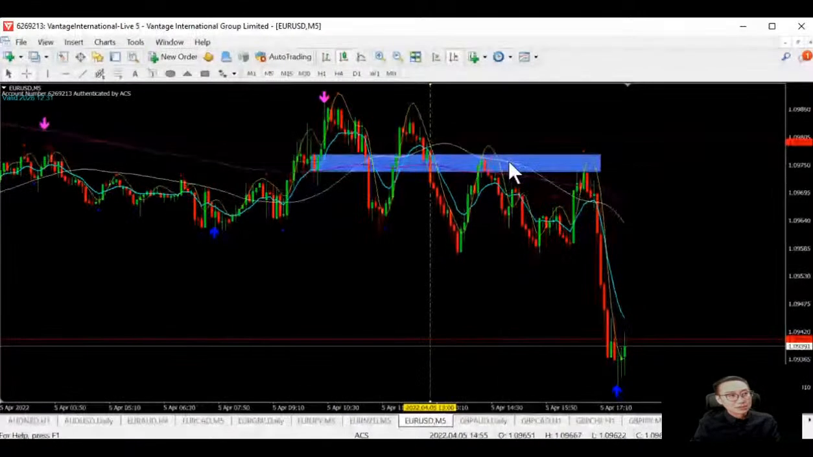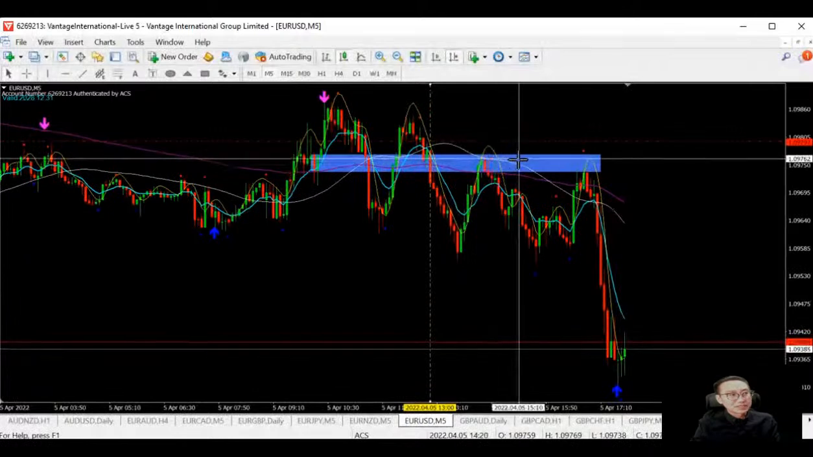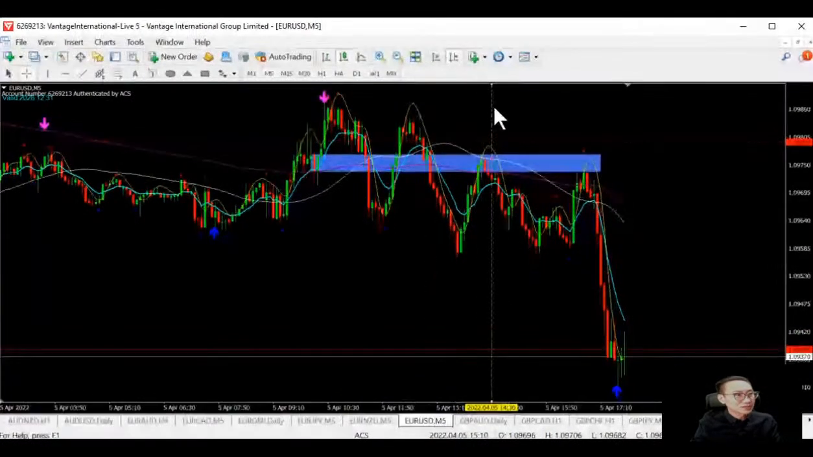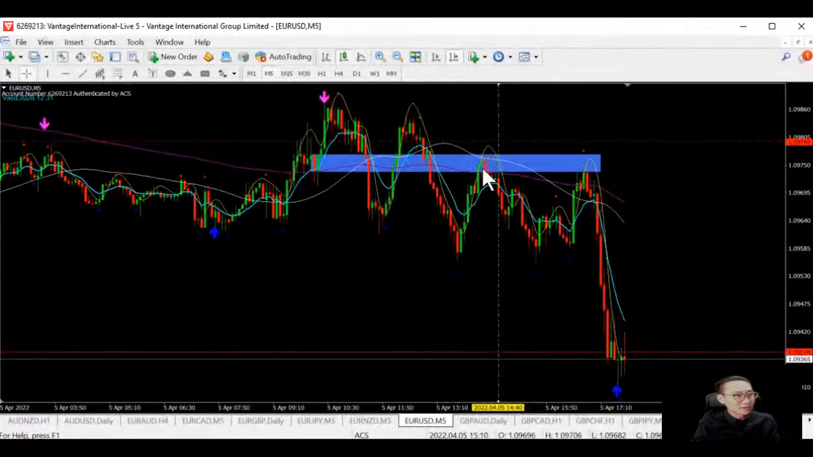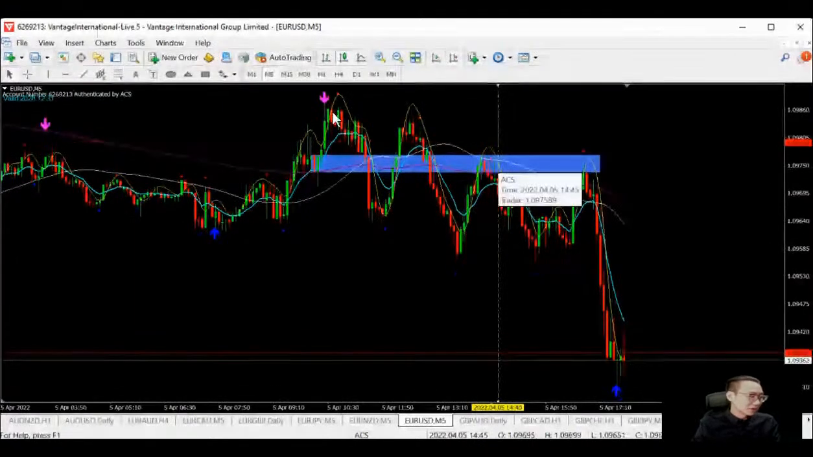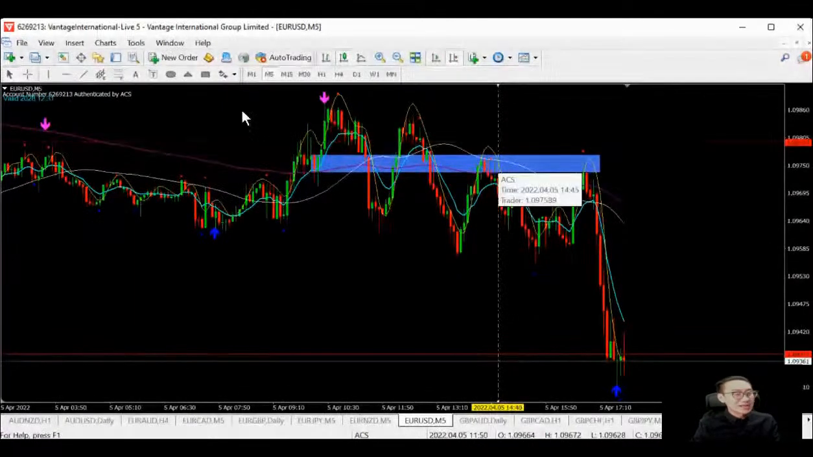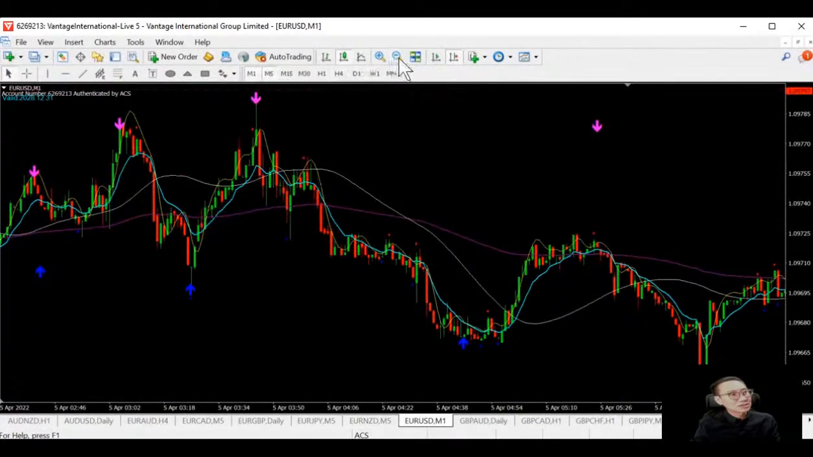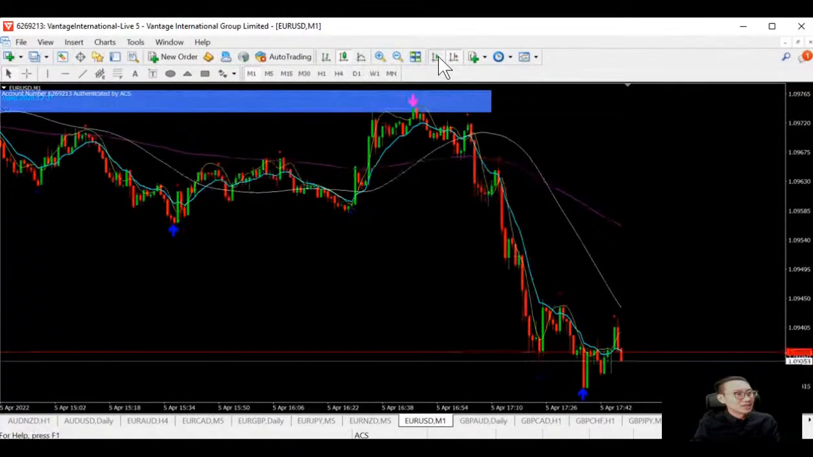Okay. In this area, I have a resistance again. I have another resistance again. So is this a good resistance? Is this a good area to sell? Let's check. I would say yes, it is. It is a good area to sell. Why? You know where is the best spot. Why I plot this out, right? Let's check again for regions here.